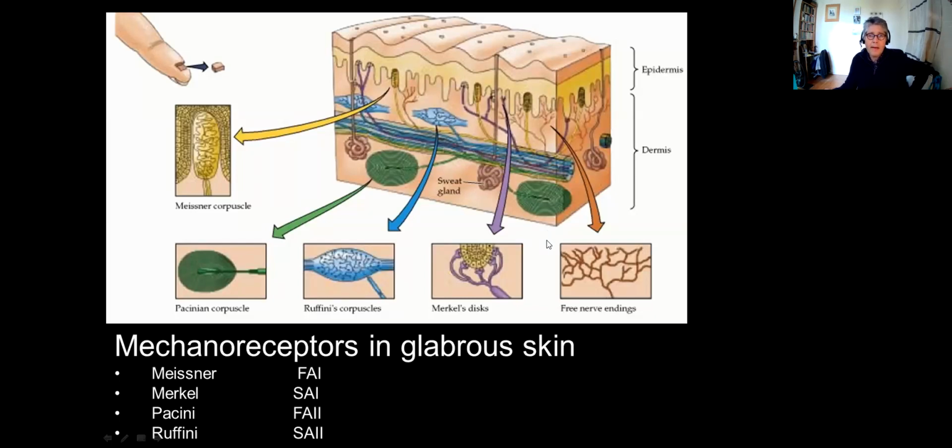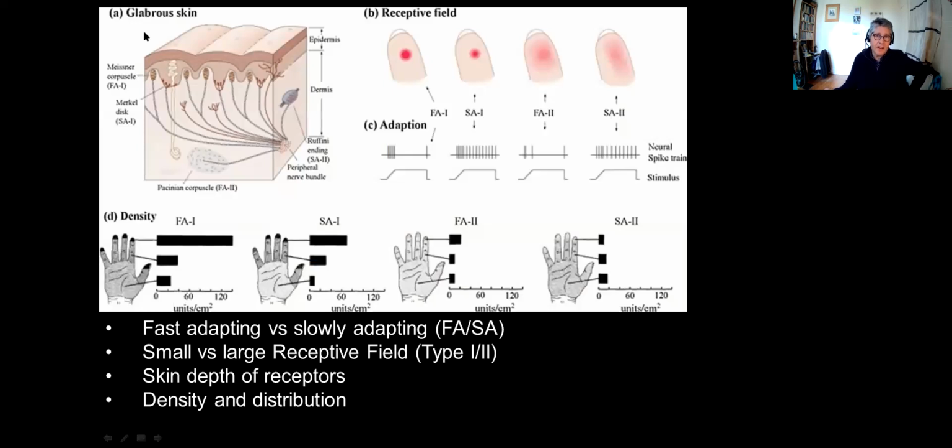Now, this is another rather similar cross-section. And do you remember I said there were 4 main classes? The 4 main classes can be divided according to 2 crucial features of how they turn mechanical events on the skin surface into electrical impulses in the nerve. So first of all, we can divide the receptors into fast adapting versus slowly adapting. And that's shown here in C. Here at the bottom, you have a stimulus, which is pushed into the skin, stays there, and is then released.